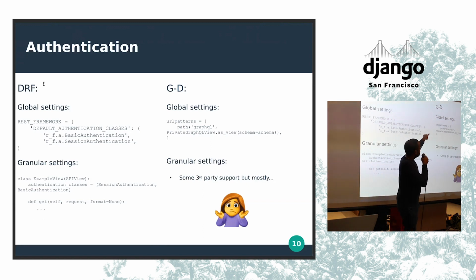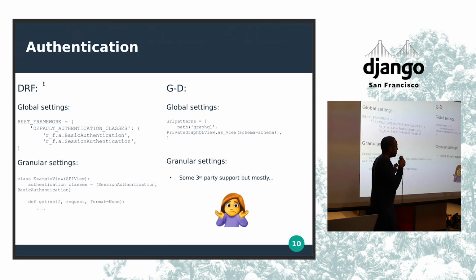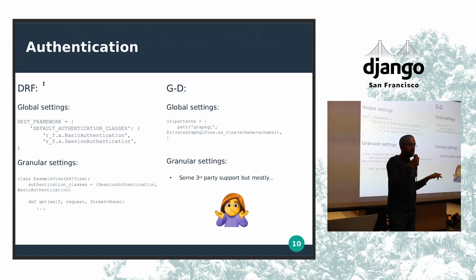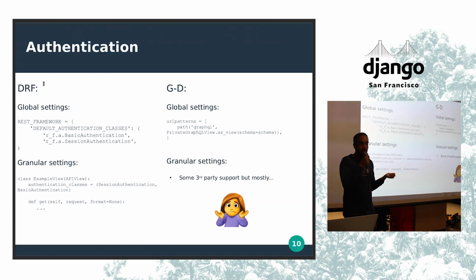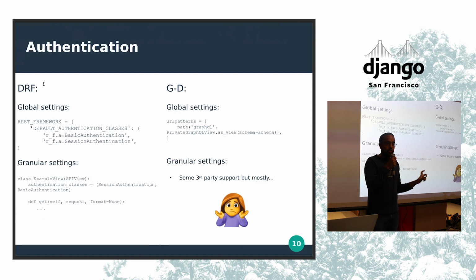Graphene Django, you can have one view that they give you that says, okay, any schema you pass to this view is going to inherit from the login required mixin, meaning it's going to require the default Django session ID. That's it. That is it. That is all they offer.